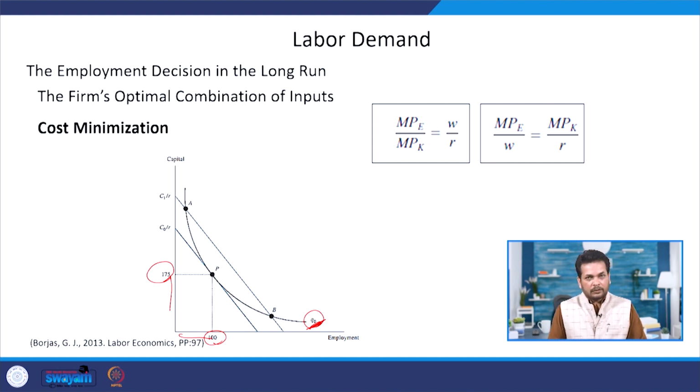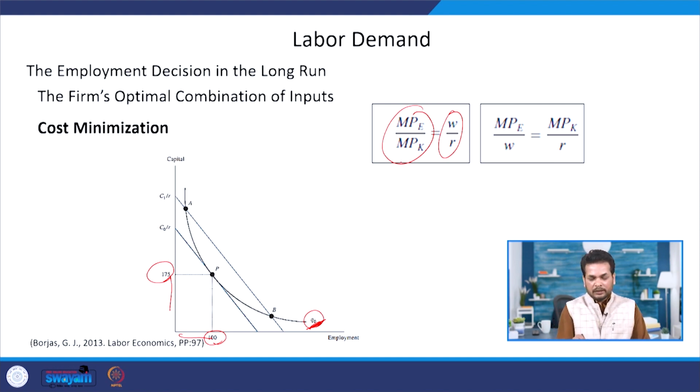So, the profit maximization condition is nothing but MPL by MPK equals W by R, or MPL by W equals MPK by R. So, it is nothing but the slope of the isoquants equals the slope of the isocosts. MPL by MPK is the slope of isoquants, and W by R is the slope of the isocosts. The tangent point of this isocost and isoquant is the solution point for the profit maximization of the farm to produce Q0 level of output.